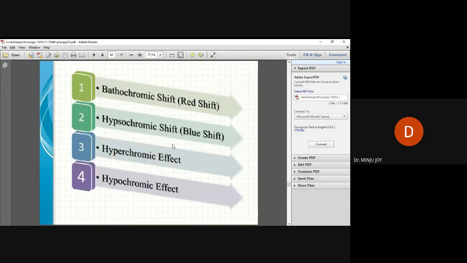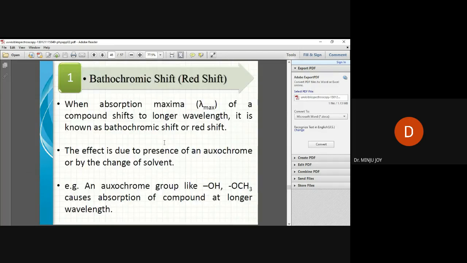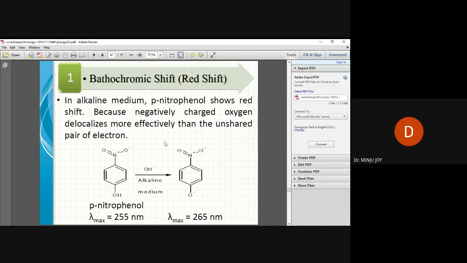There are four types of absorption shifts studied: bathochromic, hypsochromic, hyperchromic, and hypochromic. Bathochromic means when absorption maxima is shifting to a higher wavelength. This is due to the presence of an oxochrome. Oxochrome groups will be OH or CH3. These cause the compound to shift to higher wavelength. For example, here nitrophenol we have given. In alkaline medium, it is showing redshift because negatively charged oxygen delocalizes more effectively than unshared pair of electrons.